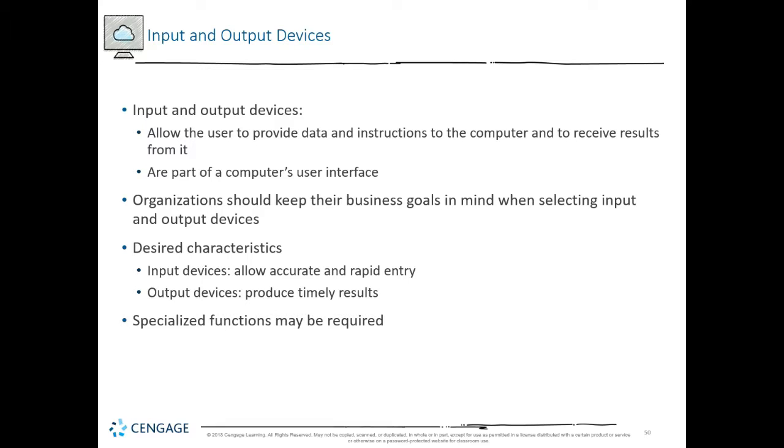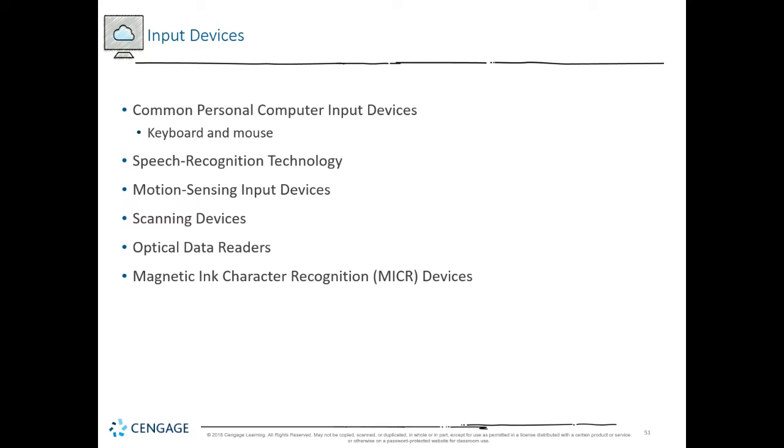Input-output devices allow users to provide data and instructions to the computer and receive results from it. They are part of the computer's interface. Organizations should keep their business goals in mind when selecting input and output devices. Desired characteristics: input devices allow accurate and rapid entry, output devices produce timely results, and specialized functions may be required.